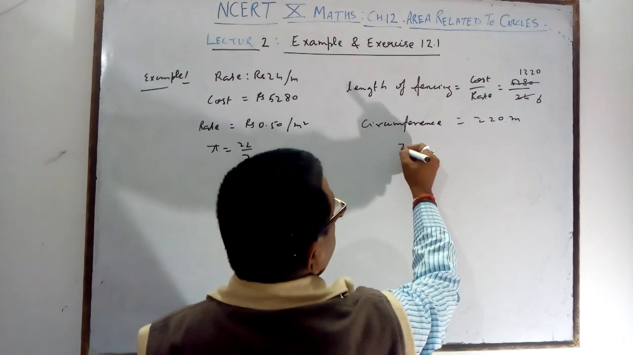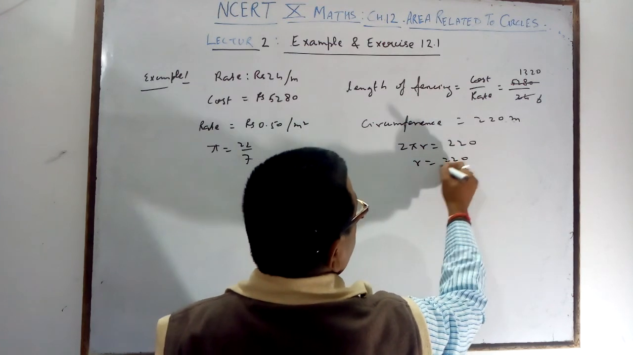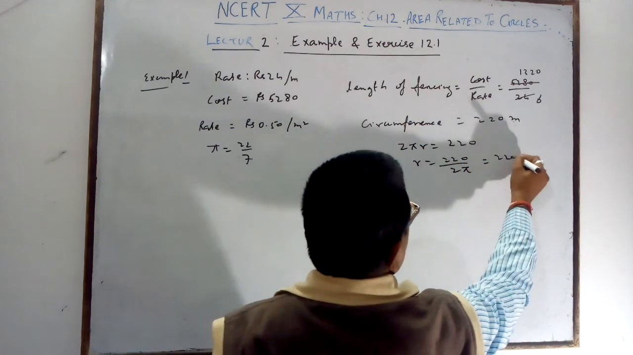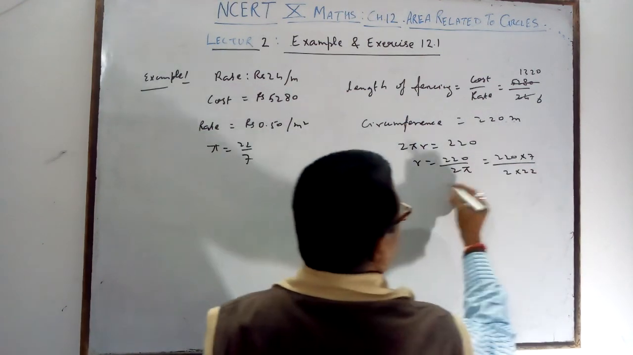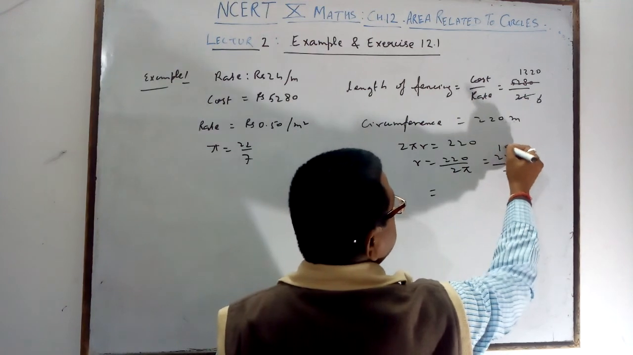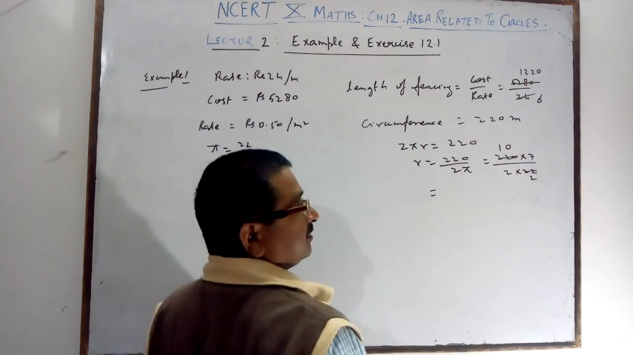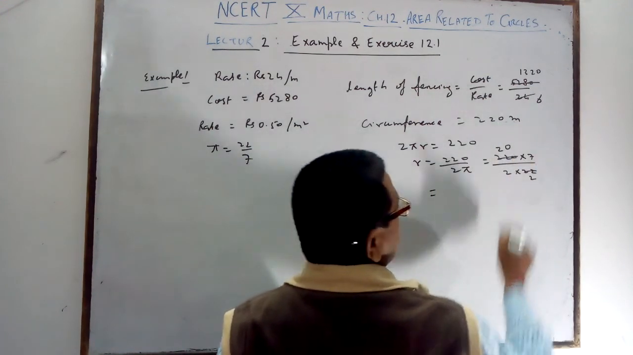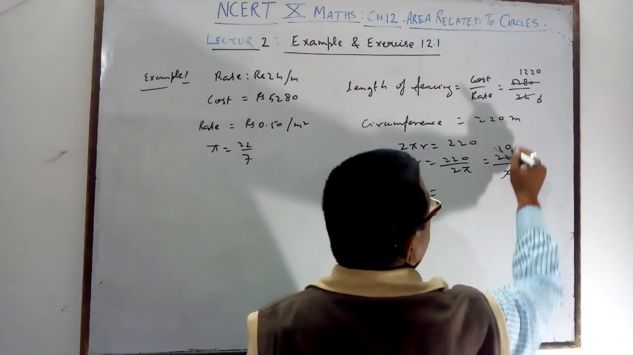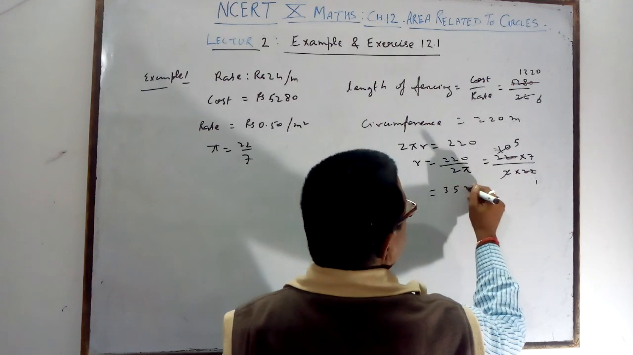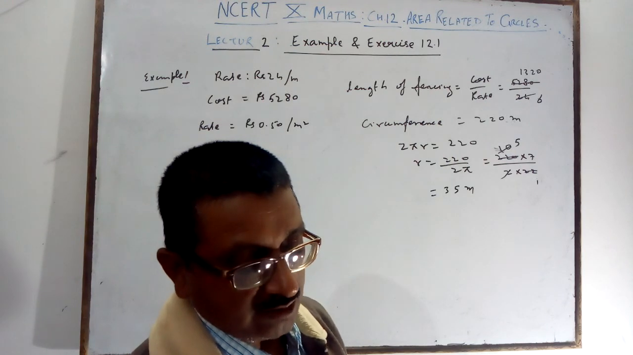Circumference is 2 pi r. 2 pi r is equal to 220, then r will be 220 by 2 pi. With pi as 22 by 7, you will get 220 into 7 by 44, which gives 35. So 35 meter is the radius of the field.